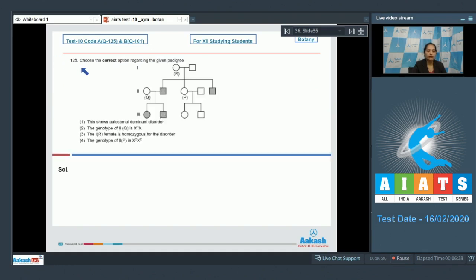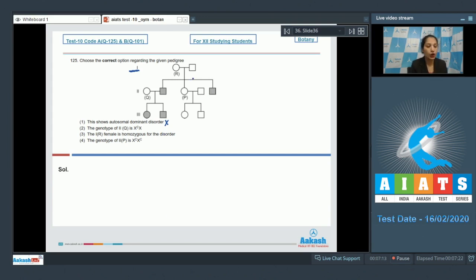Question number 125. Choose the correct option regarding the given pedigree. First option, this shows autosomal dominant disorder. This surely cannot be the answer. Why? Because if it is autosomal dominant disorder, it should be present in the parents. But here, in the first generation, you can see parents are apparently normal and the offspring are diseased. It means this is not the autosomal dominant disorder. Now, let's see the other options.